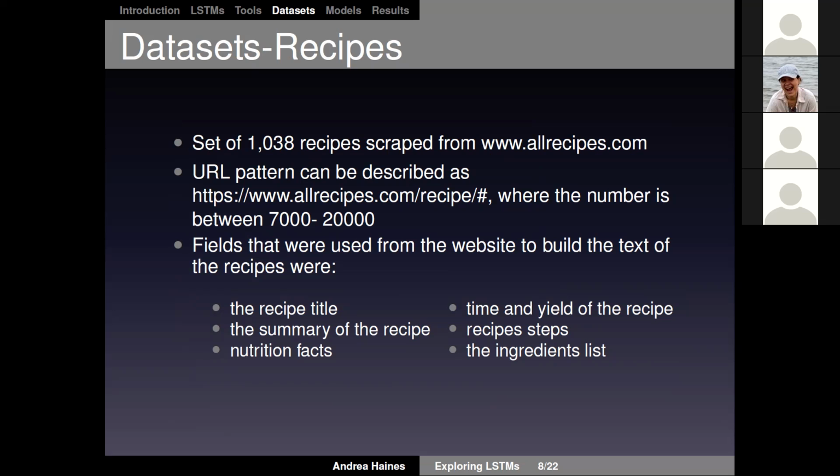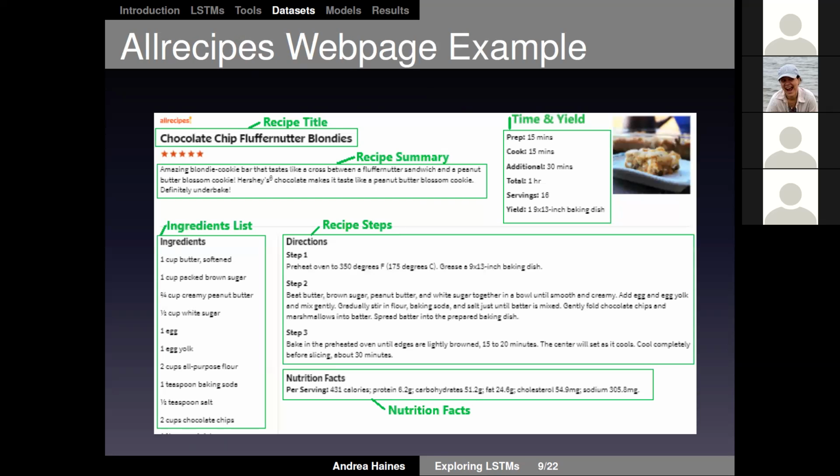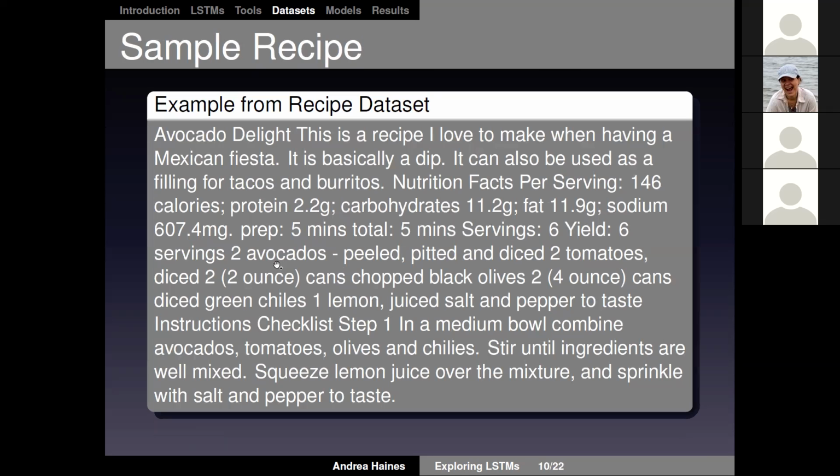And the fields that I used from the website to build the text of the recipes were the recipe title, the summary of the recipe, nutrition facts, the time and yield of the recipe, steps, and the ingredient list. So here is a sample of how the recipes appear on the website and the different fields that I scraped and collected. And then here you can see an example of the compiled full text of one of the recipes in my data set.